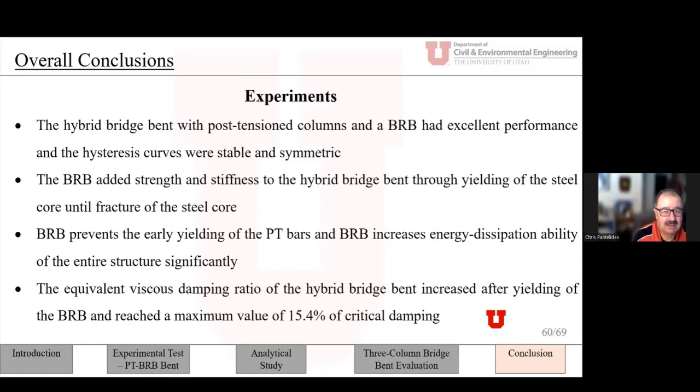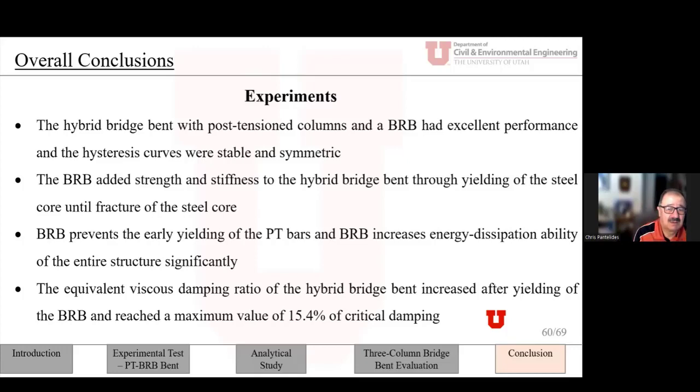The computational study with OpenSees used steel form material to predict the post-tensioning force and the cyclic forces in the bars, and the three-column bridge bent showed very good seismic response with rocking.